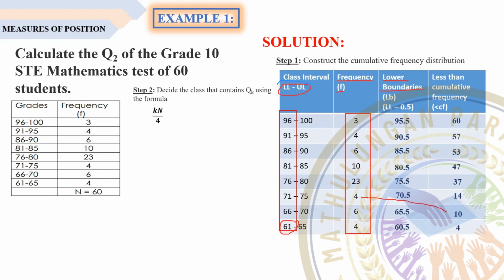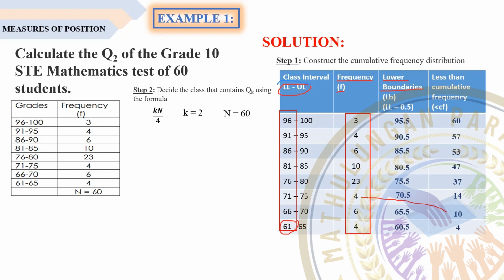So ano ba ang K natin? Take note, ang hinahanap natin ay the quartile 2. Therefore, ang K natin ay 2. Ang N naman natin is nakadepende sa total number of frequency. So, ang frequency natin ay 60. Therefore, ang N natin ay 60.